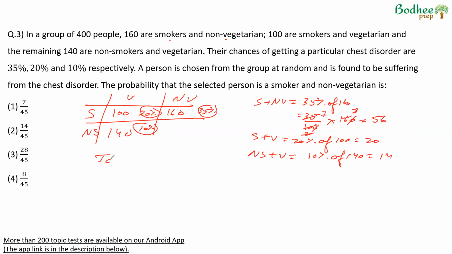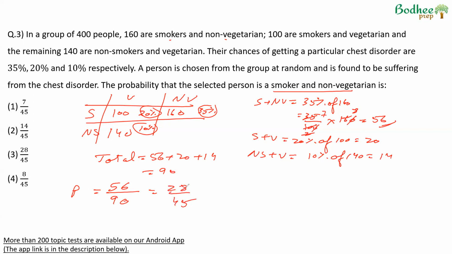So the total number of people expected to have a chest disorder is 56 plus 20 plus 14, which is 90. Out of these, 56 are smoker non-vegetarians. So the probability of the person being a smoker non-vegetarian is 56 favorable cases upon 90 total cases, divided by 2, 28 by 45. Again, option 3 becomes the answer.